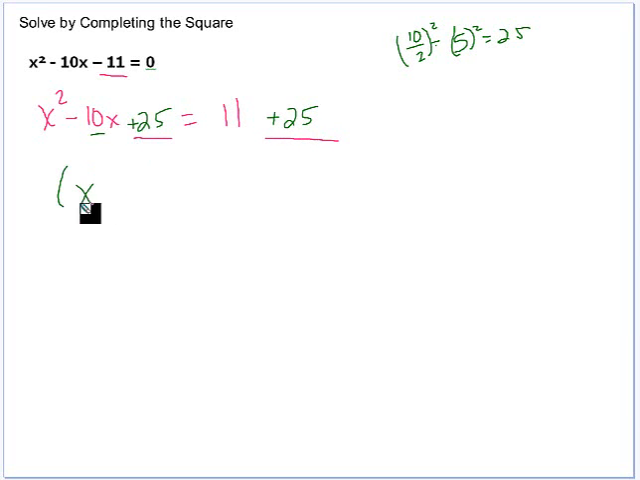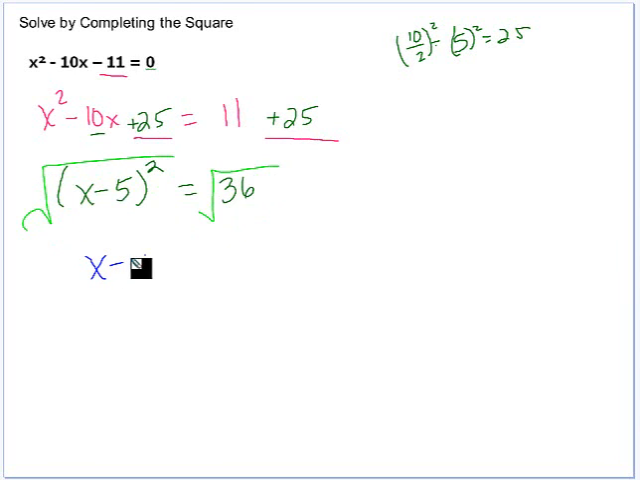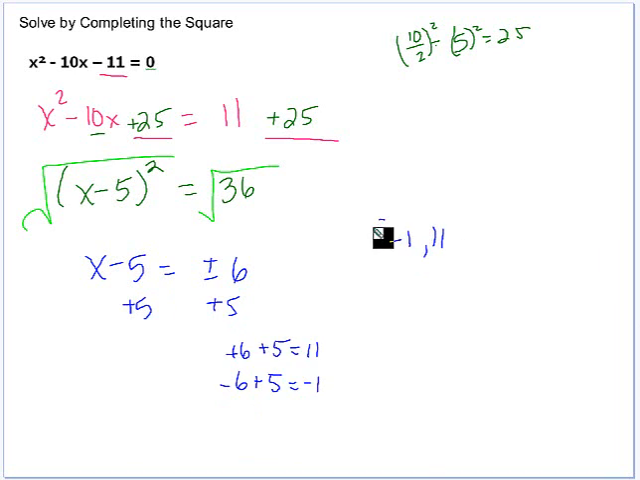Doing this, this now factors down to x minus 5 squared is equal to 11 plus 25, which is 36. We have something squared, so to get rid of it, we will take the square root of both sides. So then we have x minus 5 is equal to plus and minus 6. Add our 5 over. So we have to take our positive 6 plus our 5 to get one solution, and that would be 11. We have to take negative 6 plus 5 to get our second solution, and that would be negative 1. So our two solutions here are negative 1 and 11.